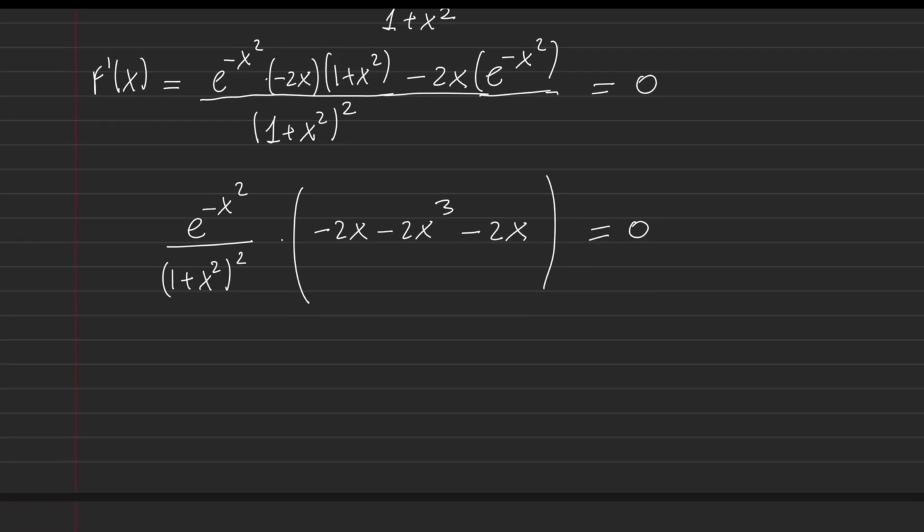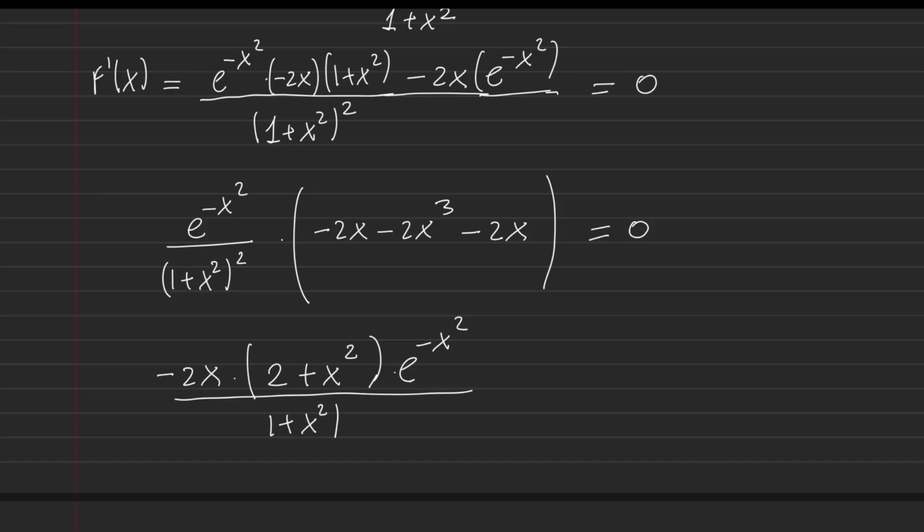Now, among all these three terms, we can also factor a 2x, actually a minus 2x. So we factor it, so we have minus 2x times, I factor minus 2x, so I get a 2 plus x squared, times e to the minus x squared, all divided by (1 plus x squared) squared, equal to 0.